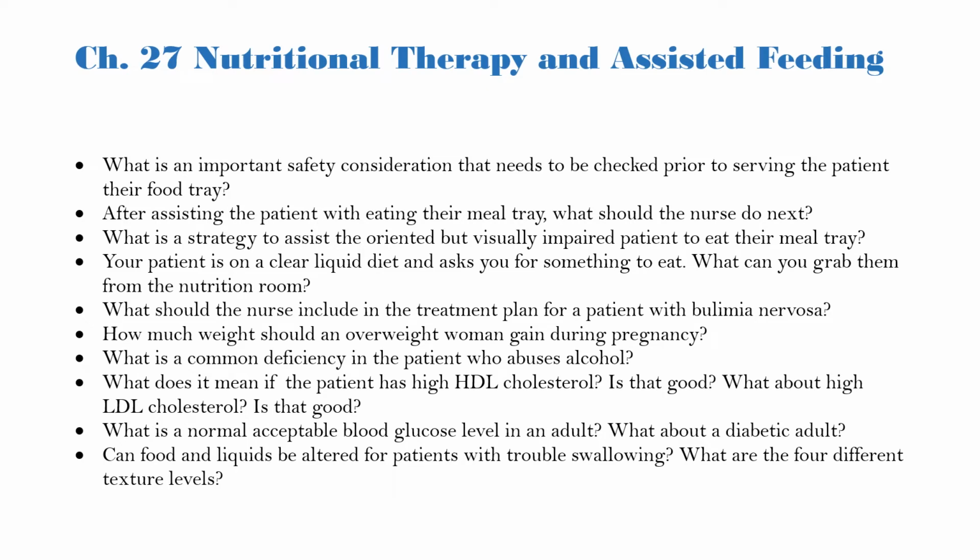Chapter 27, Nutritional Therapy and Assisted Feeding. What is an important safety consideration that needs to be checked prior to serving the patient their food tray? So we can find this information on page 492 in Skill 27.1, Assisting a Patient with Feeding. Planning, number 2. Check the diet on the tray with the diet sheet. Ensure that the patient receives the correct diet.